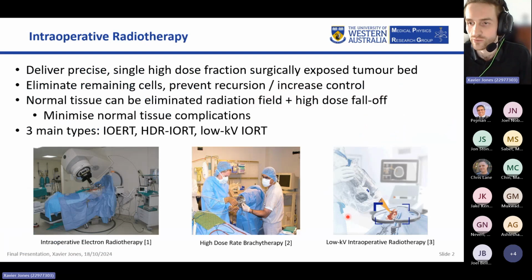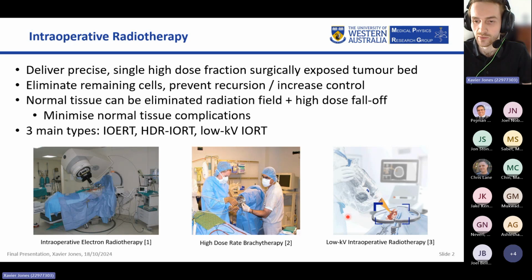This study involves intraoperative radiotherapy, which is a specialized radiotherapy technique involving delivering a precise, single high dose fraction to a tumor bed after the tumor has been surgically removed. This aims to eliminate any remaining cancer cells within the bed, preventing recurrence and improving the tumor control probability. Normal tissue can typically be displaced out of the radiation field or potentially shielded, which combined with the high dose fall-off typical of the sources used, normal tissue complications can be minimized.